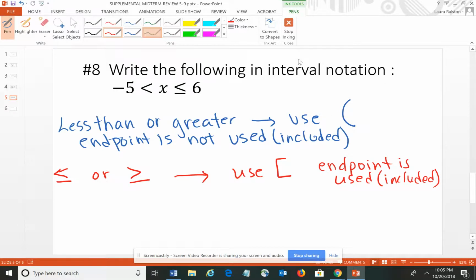So to write negative 5 less than x less than or equal to 6, I would have negative 5 as my beginning point. It is not included, so it gets a parenthesis, comma. My other endpoint is 6. It is less than or equal, so it is included, so it gets a bracket.